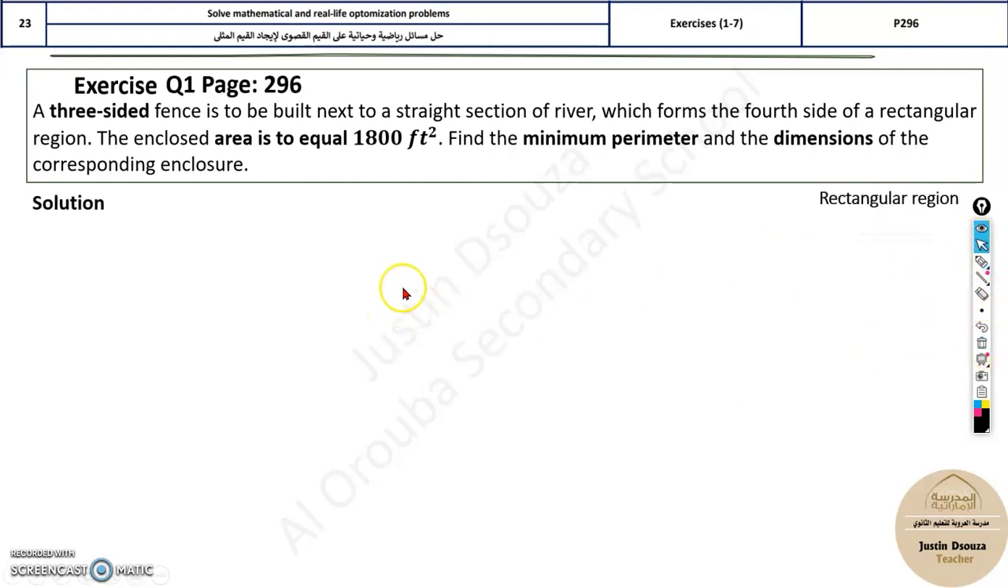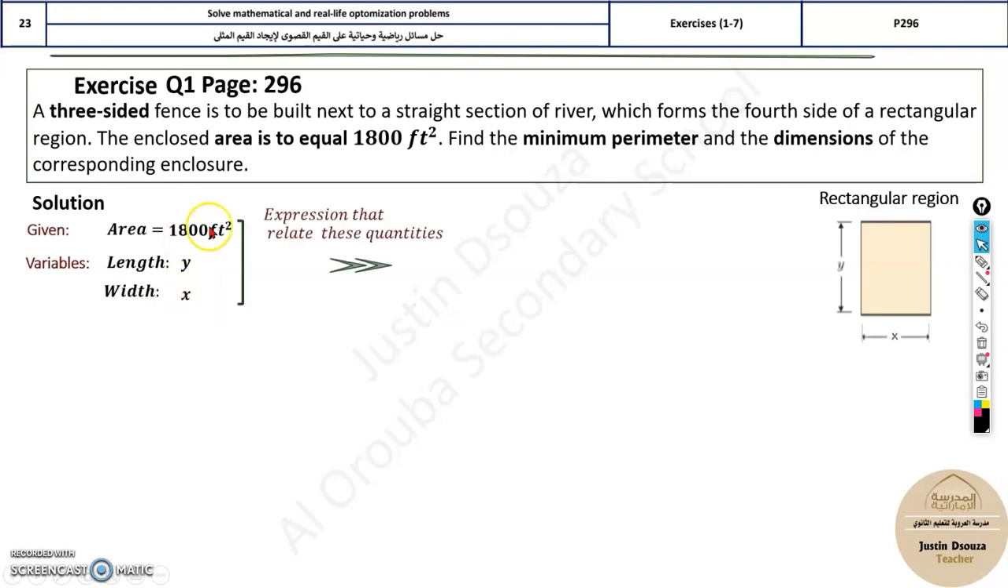Now you must understand the fence won't be on all the four sides. Why? Because one side is the water, so you don't cover that. Only three-sided region. So that's what is mentioned even over here. Three-sided region. Now let us assume few things. Let's consider length to be y, width to be x. Okay. And now the area is also given, that is 1800 feet square.